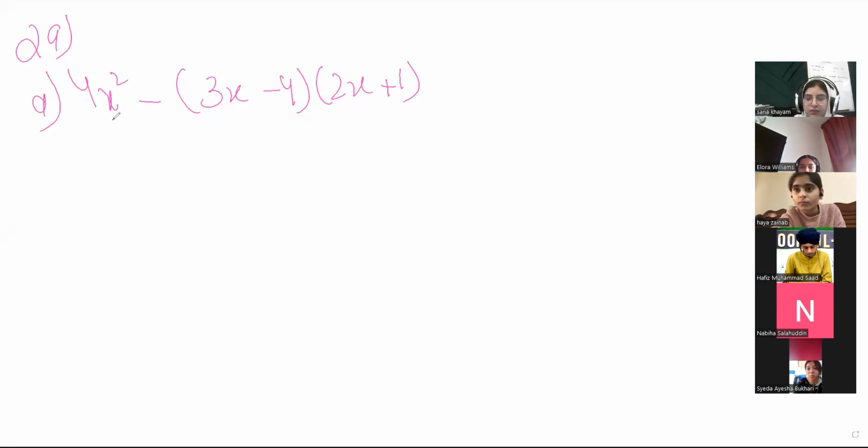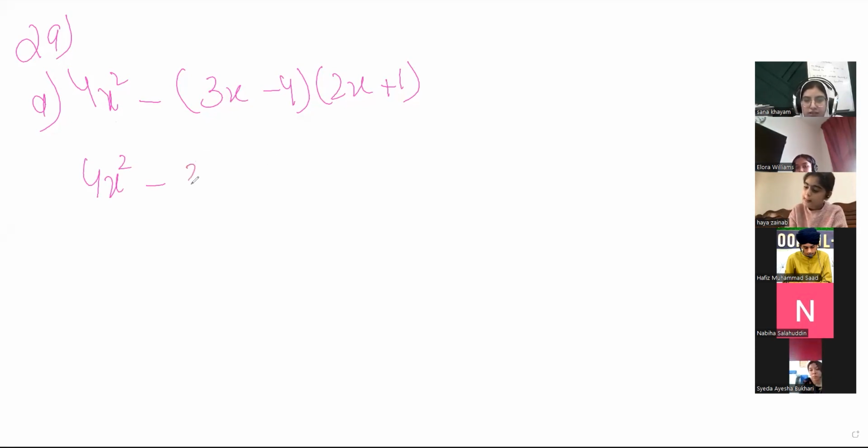Is it being multiplied with any other value over here? It's not, right? So you'll simply copy it down exactly the same way. X square minus, what you need to do is open any one of the brackets from the both. So I'll open the first bracket, I'll multiply it with the other bracket.